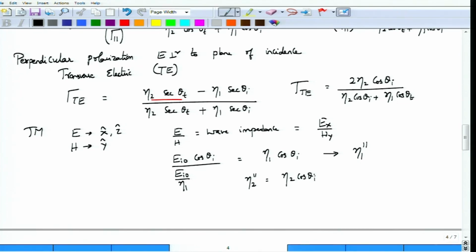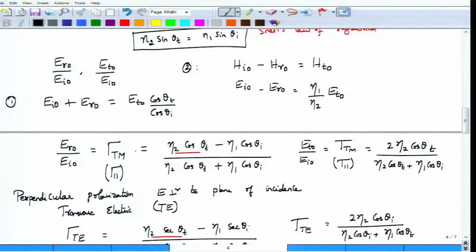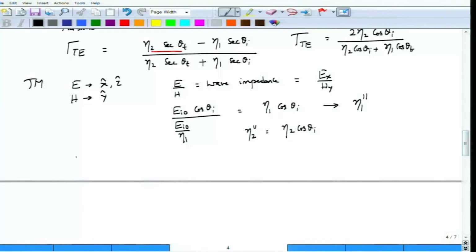Now, in terms of this eta 1 parallel and eta 2 parallel, you can actually write down this expression for the reflection coefficient in a much simpler way. Gamma Tm will be equal to eta 2 parallel minus eta 1 parallel divided by eta 2 parallel plus eta 1 parallel. So, this is equivalent to having an effective wave impedance of eta 1 parallel, an effective wave impedance of eta 2 parallel, and having your wave incident normally.